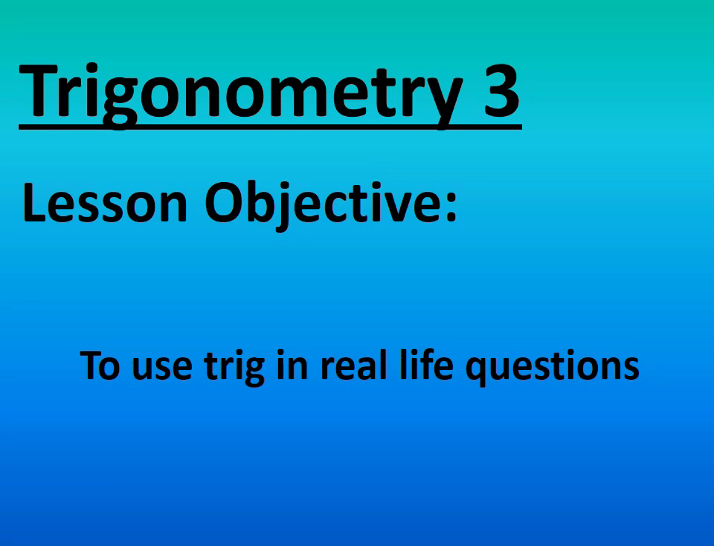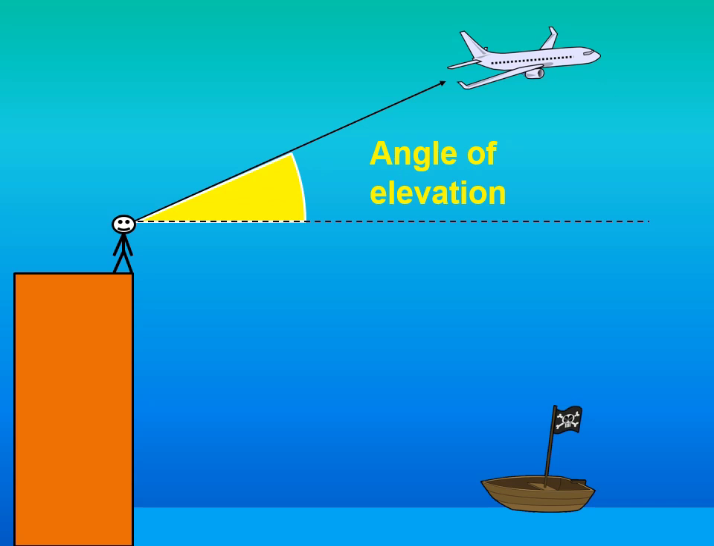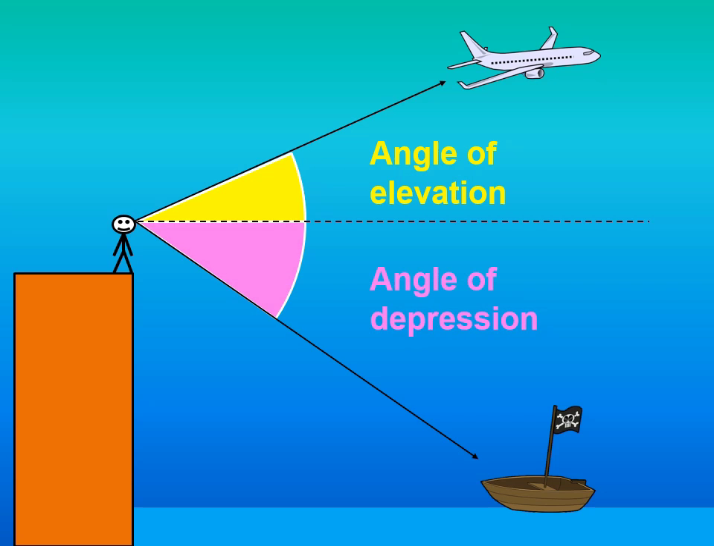Right, so now we have all the information we need, all the skills we need to be able to have a go at trigonometry questions in real life. But first, a couple of new terms for you. You need to know the term angle of elevation. This is the angle created going up from the horizontal line. And then angle of depression, an angle going down from the horizontal line.